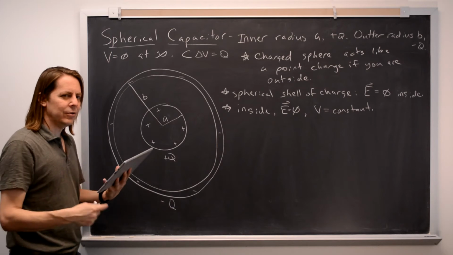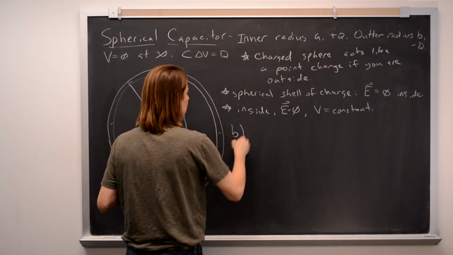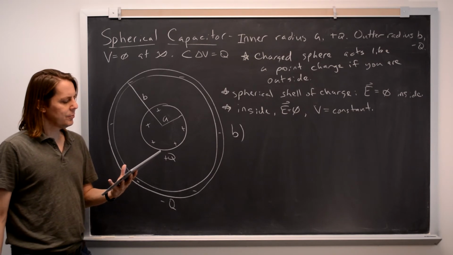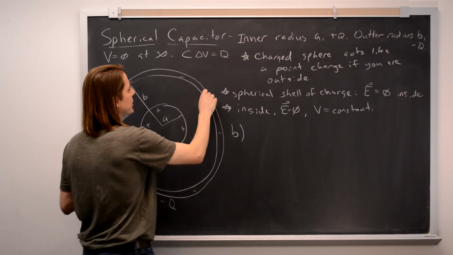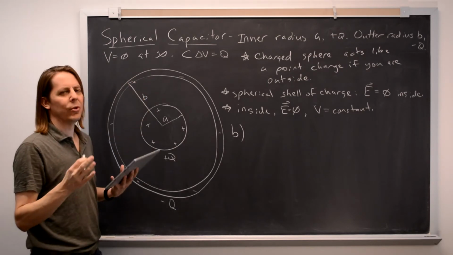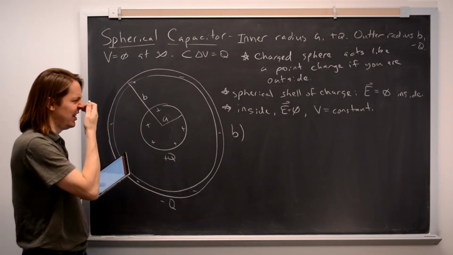And I actually think it's easier to do part B first. It was written first with part A, but let's think about part B. Part B is what is the potential on the shell. It actually says inside surface of the shell. For now, let's just ignore the thickness of the shell, and I'll explain what it meant.